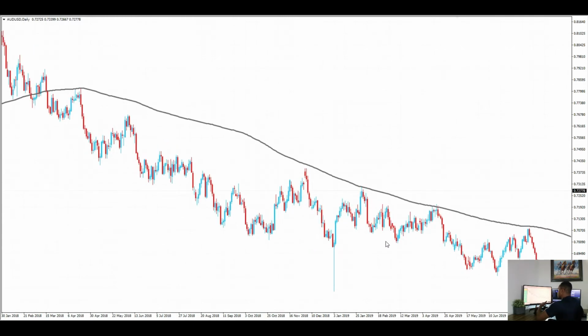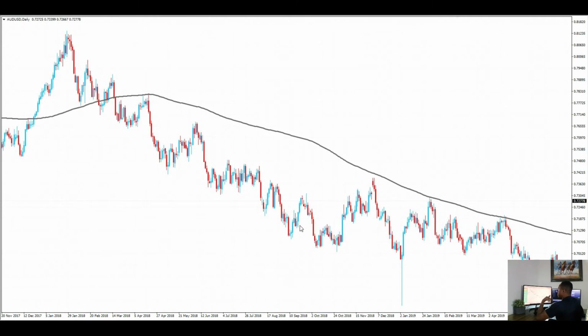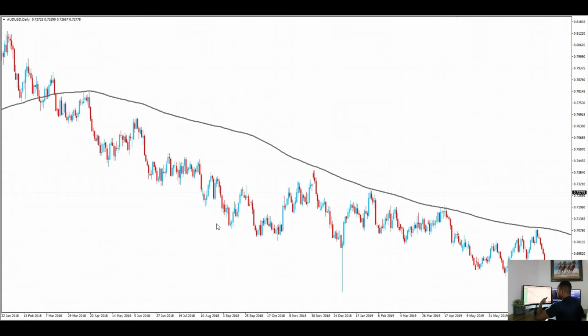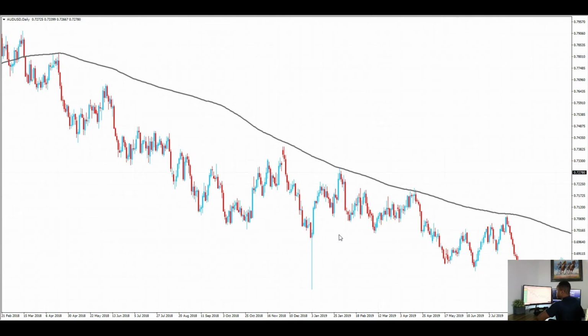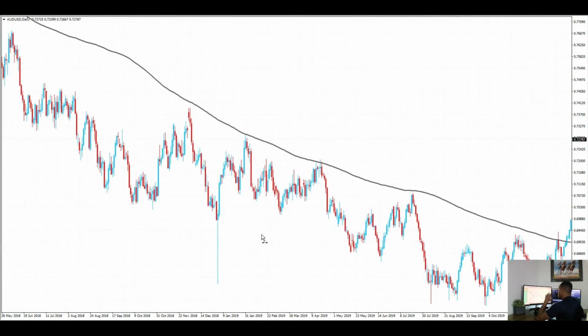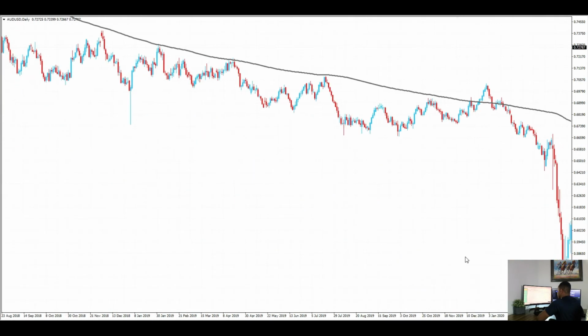The 200 average is not do or die. It's not that if we're trending below it, it's definitely a downtrend and you have to sell, and if we're above it, you have to buy. It's more like a general scope of the overall trend of where we could be heading for the long term. So that's what I normally use it for, as a gauge for the long-term trend in the market.